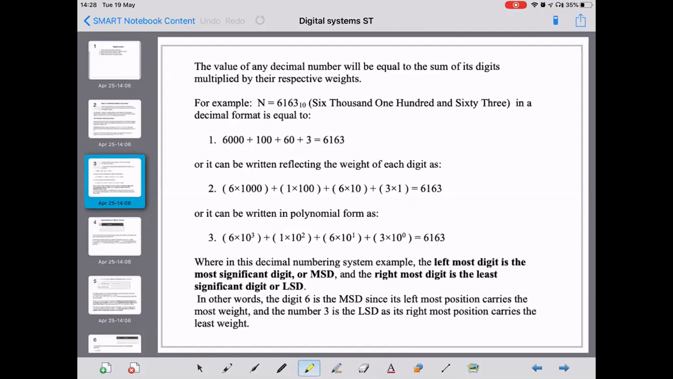Where in this decimal numbering system example, the leftmost digit is the most significant. So in a numbering system, the digit that gives you the 1,000 would be the most significant digit, and then the units is the least significant. So a digit 6 is the most significant in that number, and the digit 3 is the least significant. That's the right hand most number.